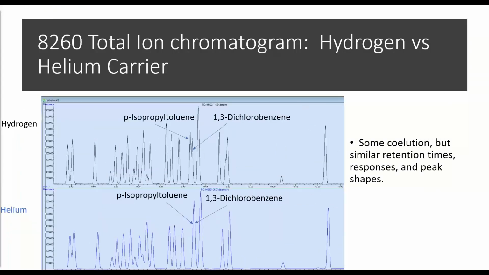Here's our TIC comparing the back end of the hydrogen versus helium. So we see some splitting with p-isopropyltoluene and 1,3-dichlorobenzene when using hydrogen, whereas we notice coelution with helium. So not completely separated, but some coelution, but similar retention time, response, and peak shapes.